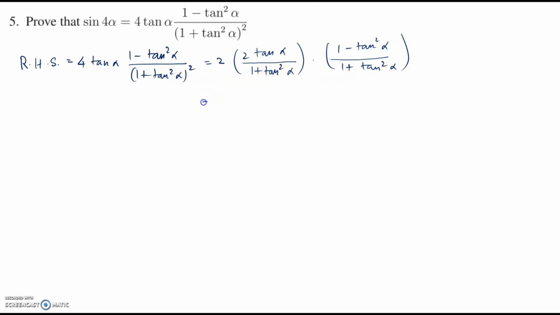Okay, now if you look at this, this is in the form of sine 2 alpha and this is in the form of cos 2 alpha. So this is nothing but 2 times sine 2 alpha and this is cos 2 alpha. So 2 times of sine 2 alpha and cos 2 alpha is nothing but sine 2 times of 2 alpha, which would be sine 4 alpha, which is equal to the LHS. Hence the proof.